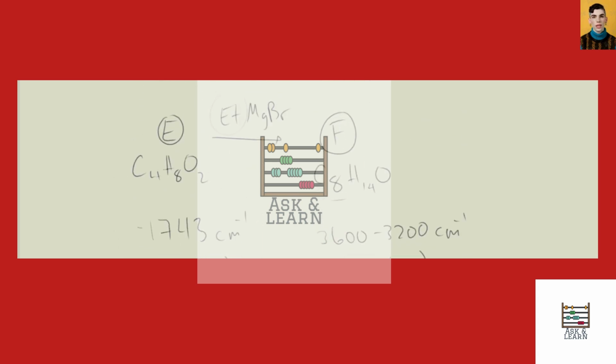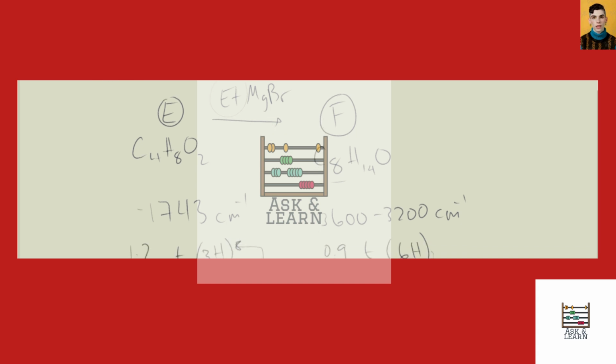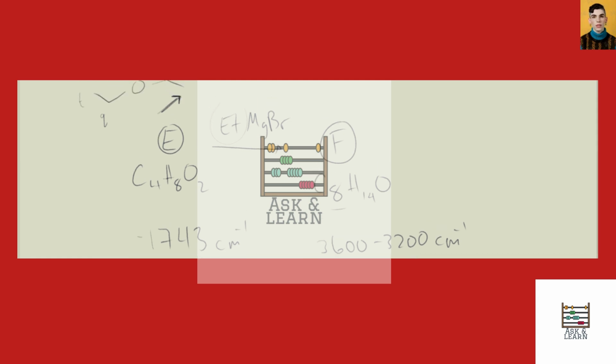So what we have for E is most likely going to be your ethyl acetate. The singlet at 3 is coming from this carbon with the 3 hydrogens, and then of course here's your quartet and your triplet.